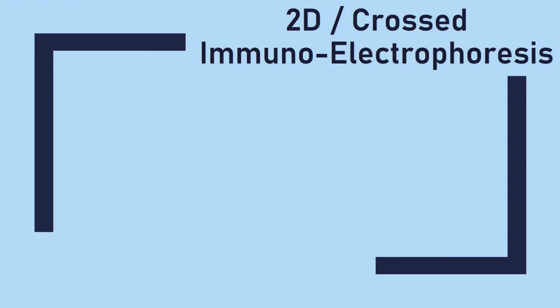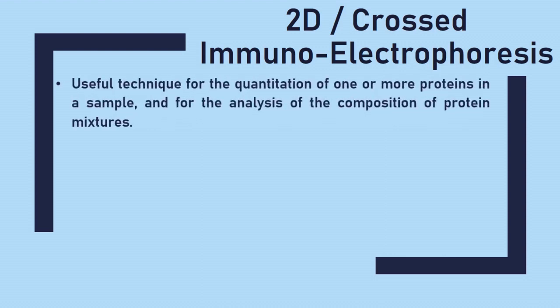So basically, two dimensions, meaning we are going to run electrophoresis twice. First in one direction and second in some other direction. But at the same time, you can see it is also called crossed immunoelectrophoresis, meaning the paths of the two electrophoresis are going to cross, right? And they are going to cross at 90 degrees. So let me tell you what exactly we are doing.